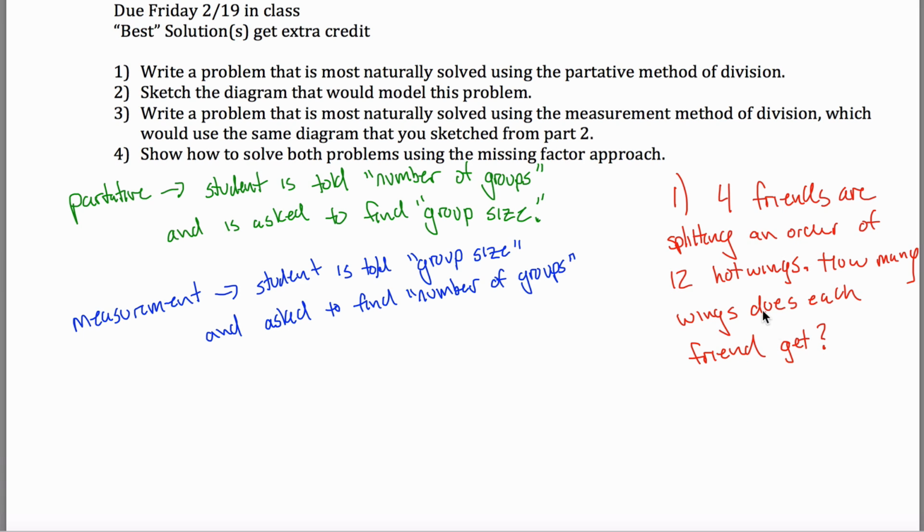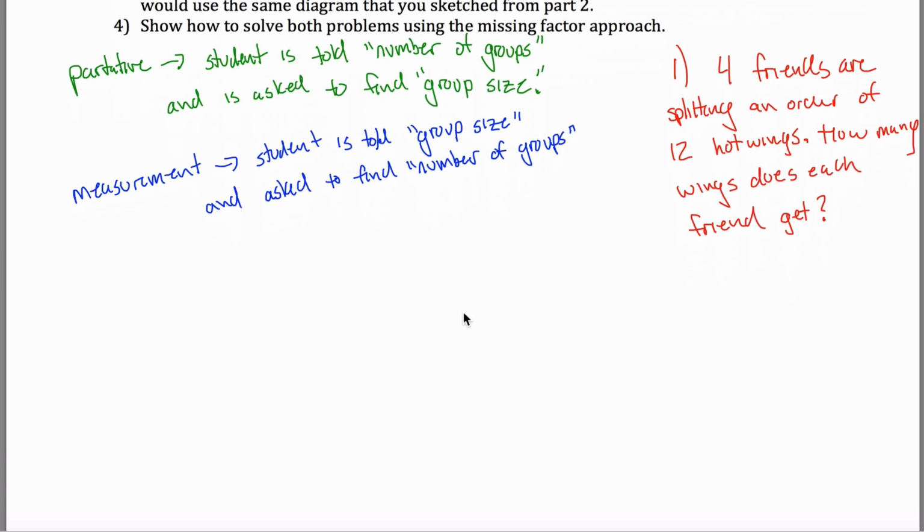So clearly it's a division problem. The answer is 3, right? You take 12 and divide it by 4 and get 3. That's not that hard. But what is a little bit more challenging is to note that you are actually using the partitive method and not the measurement method.